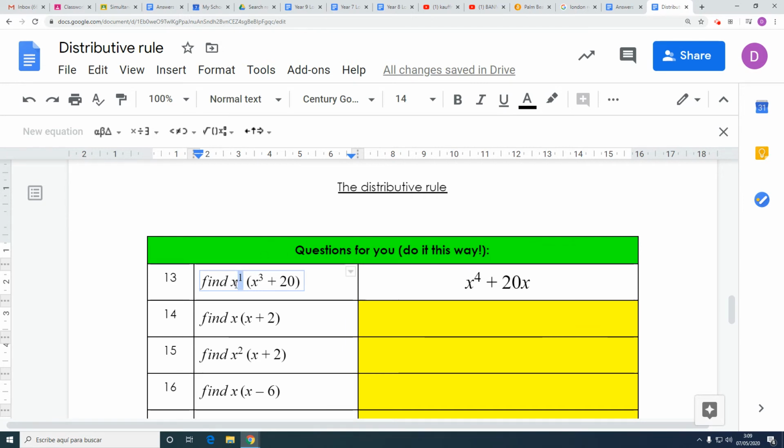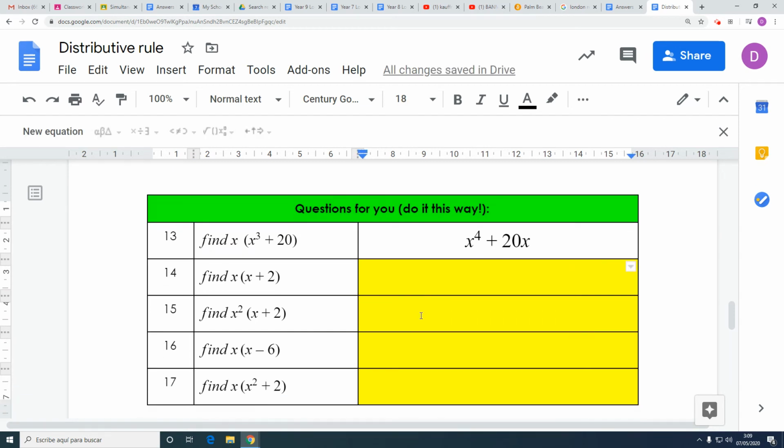You can only do it if these are both x's or both 2. They've got to be both the same thing. If they're different, you can't just add these powers together. Okay, but in this case they are, because they're both x. So it's going to be x because they're both x, and then you add the 1 and the 3 and you get the 4. And then it's x times 20, which we write down as 20 times x. We write the number first and not the x first. So please work those out.